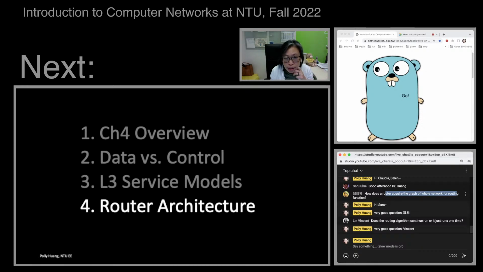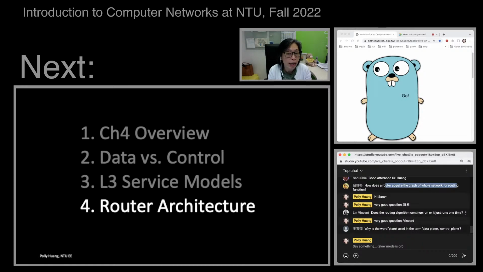And Vincent was asking about the routing algorithm continuing. Oh, okay. This is yet another very good question. It's also in chapter 5. But what I can say now is about route computation versus data forwarding. For data forwarding, packets will come. Whenever there's a packet coming, you need to do it right now. Otherwise, you generate delay. That is also called the processing delay in the nodal delay.